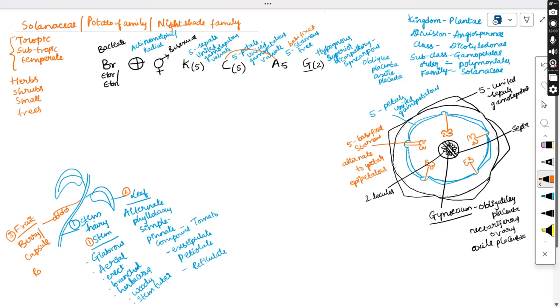So what type of root system can be seen? As it is a dicot, you can find the taproot system. So this is the fourth case. Let us go with the flowers.